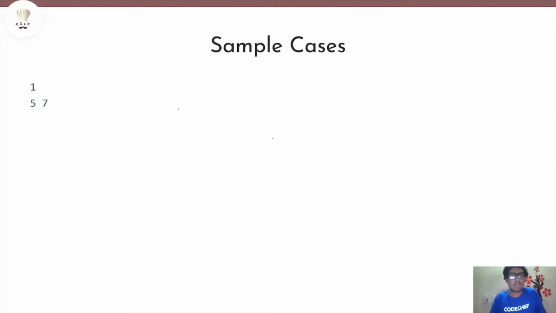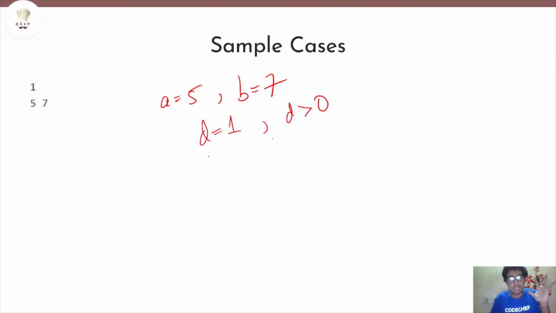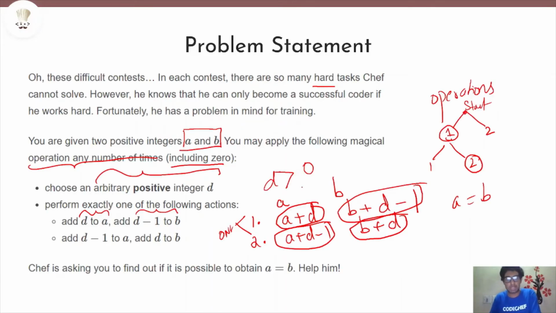Now we have a very small and nice sample case that says a equal to 5, b equal to 7. There are two types of operation that we can perform at each stage and we can choose. Let's say that we choose our d equal to 1. If our d equal to 1, this is a valid d. Why? Because d is a strictly positive integer. Then what we do is, let's perform an operation. There are two types of operation basically. There is add d to a and add d minus 1 to b, or add d minus 1 to a and d to b.